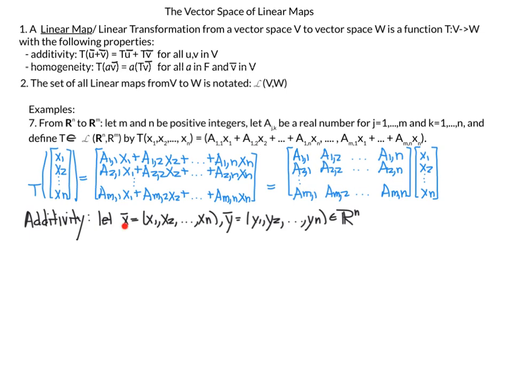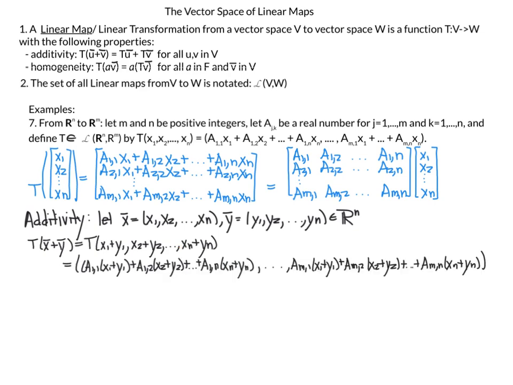We'll let x be one n-dimensional vector and y be a second n-dimensional vector. So x is equal to x1, x2 up to xn, y is equal to y1, y2 up to yn. For additivity, I want to see the transform on x plus y. So the x plus y vector has x1 plus y1 as its first coordinate, x2 plus y2 as its second coordinate, on up to xn plus yn as its nth coordinate.